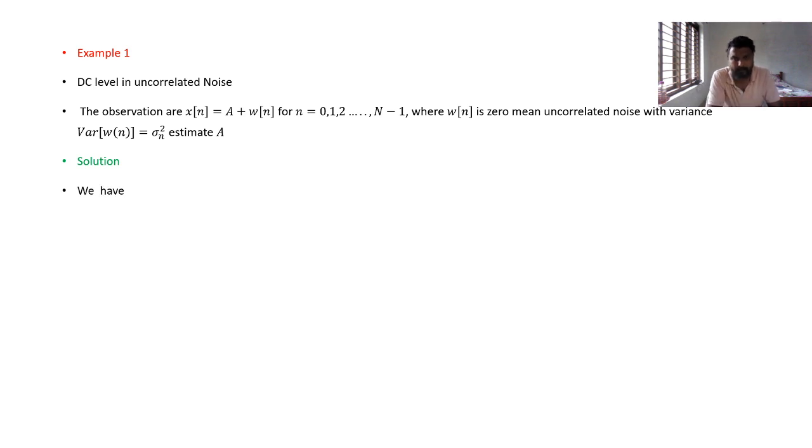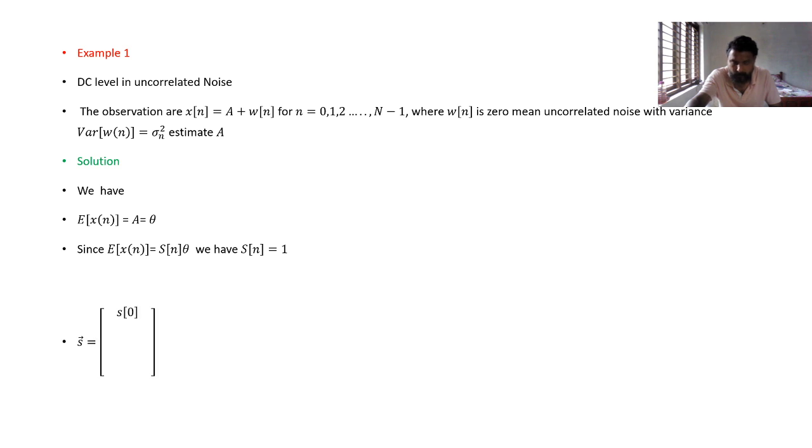We have expectation of x of n equal to A, that is nothing but theta. Since expectation of x of n is equal to S of n into theta, where S of n is 1, then S of 0, S of 1, S of 2, etc. up to S of n minus 1 are all equal to 1, which I can write as the vector I.